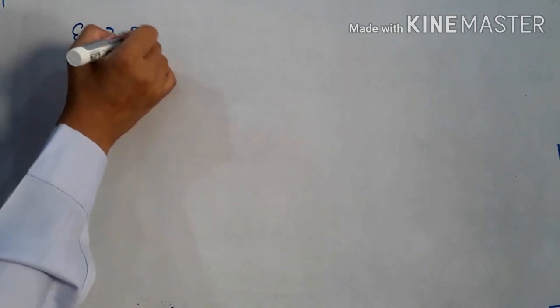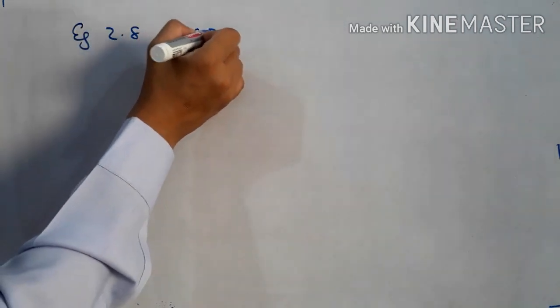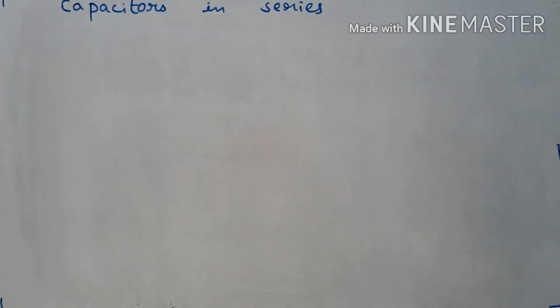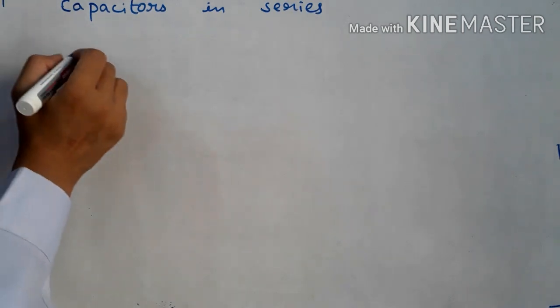Based on this particular discussion which we had, you can try to solve example 2.8 of your NCERT textbook. Please don't see the solution given in the textbook. You try to do it yourself. You will be able to do it. Let us proceed to discuss some more things. We will discuss series combination of capacitors first.